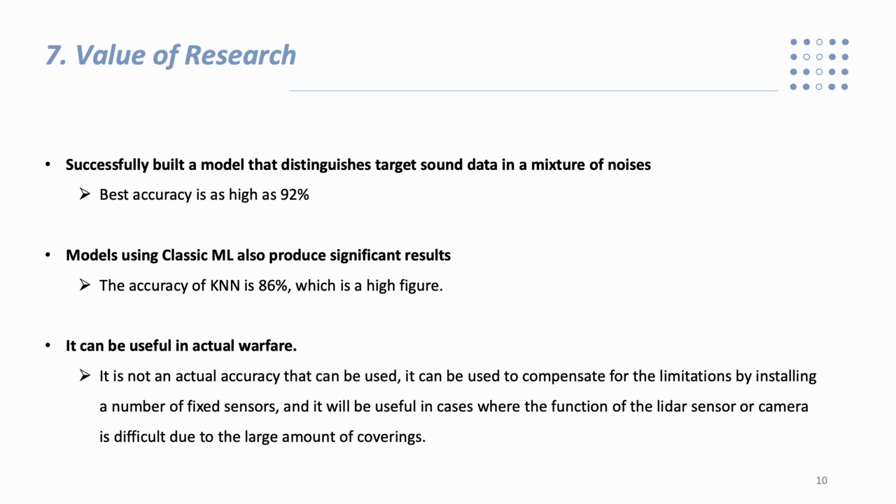Through these results, it is inferred that the models we trained could be used to detect the movements and positions of hidden enemies in combat situations. Challenges in accurately classifying or distinguishing data may be compensated by using additional combat data or installing a number of fixed sensors.